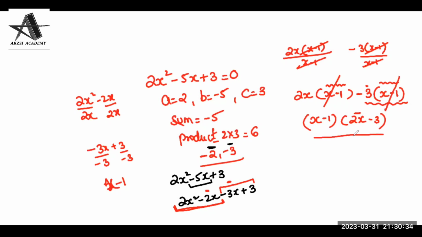Once you have the factors, you have to do the same thing because it's equal to 0. That means either of the factors or both are 0. That's why their product is 0. So x minus 1 is equal to 0, which gives x1 equals 1. And 2x minus 3 is equal to 0, which gives x2 equals 3 by 2. You can keep it in fractional form or in decimal form. So that's it for today.